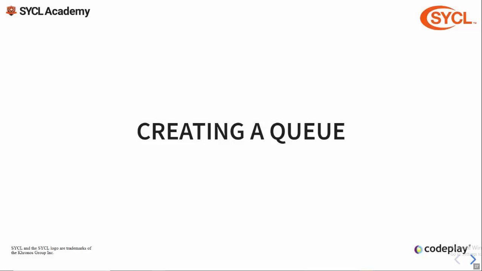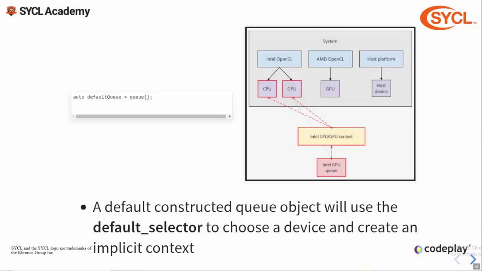So how do you create a queue? There are a number of ways to do this, some involving more complex configurations of contexts, but in this lecture we're just going to focus on the most common. The simplest way is to default construct a queue, which will use the default selector. This will create a queue which is associated with the device that is selected by the default selector and will implicitly create a context for it and all other devices associated with the same platform. So in this example, if we assume that the default selector chooses the Intel GPU device, then we will create a queue for the Intel OpenCL GPU which has an implicit context which is associated with that device and the Intel OpenCL CPU as well.